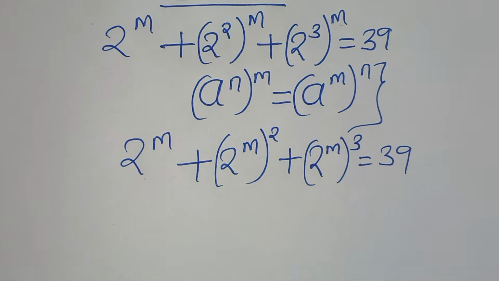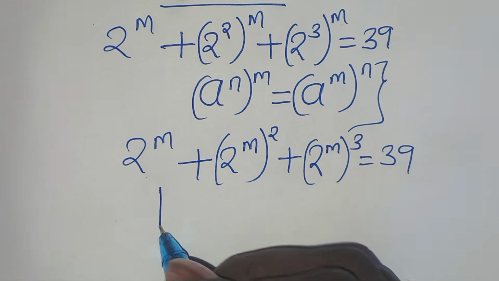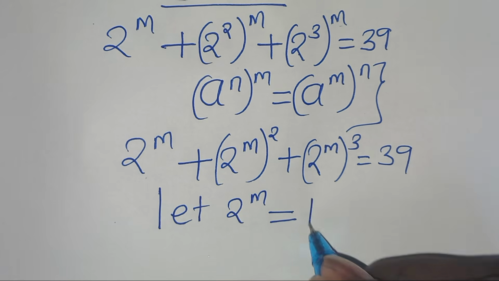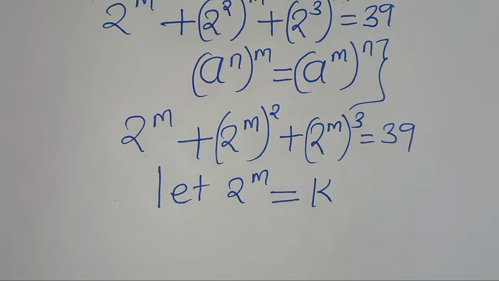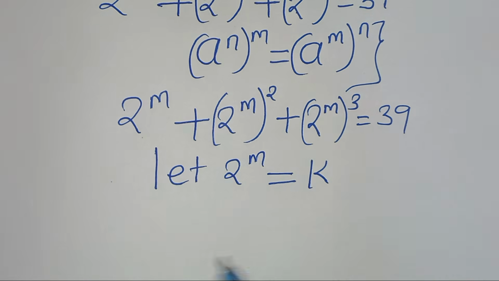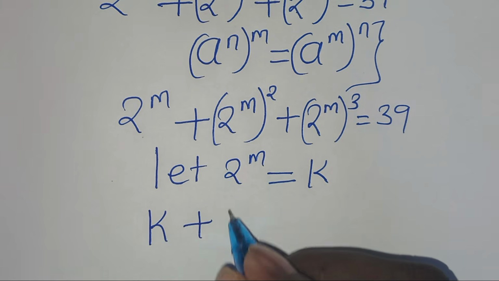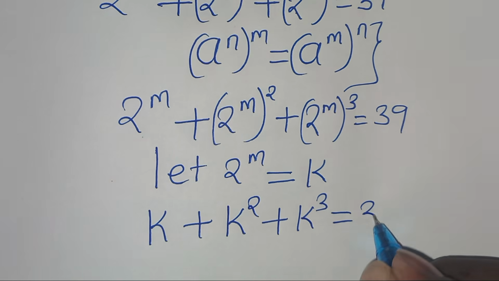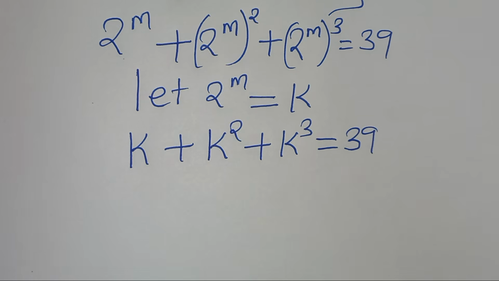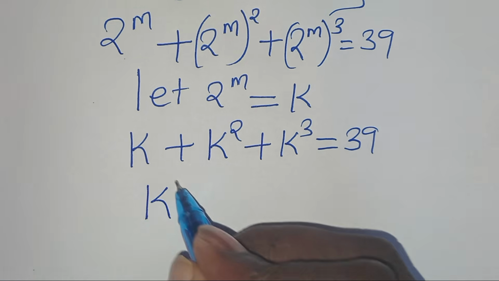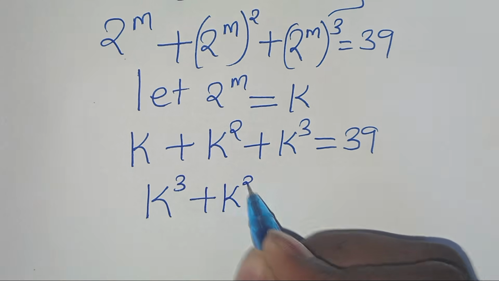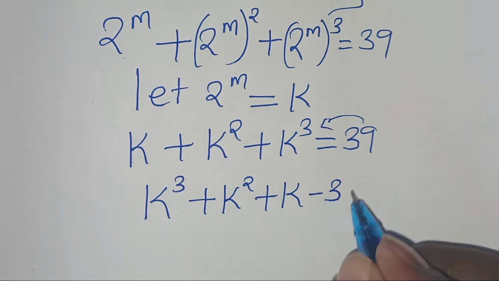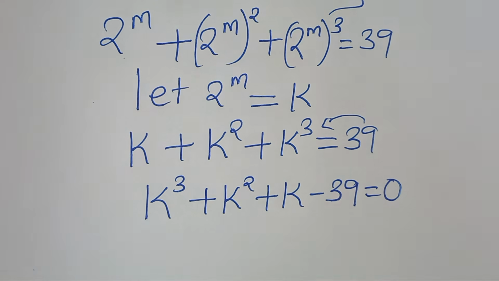Now the next step is that we have that 2 to the power of m is common, so we can let 2 to the power of m be equal to k. So let's express this equation in terms of k, so that we have k plus k to the power of 2 plus k to the power of 3. This is equal to 39. Now this implies that we have k raised to the power of 3 plus k to the power of 2 plus k. Let's take 39 to the left hand side, so this means we have minus 39. This is equal to 0.